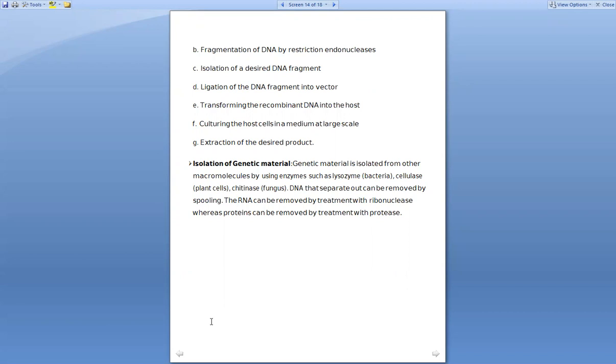That means the spooling method says that in the particular mixture of the genetic material, three things are present: the DNA, RNA, and proteins. Amongst them, we are adding two enzymes separately. First is the ribonuclease, and the second is the protease. The ribonuclease acts upon the RNA, and it degrades the RNA. So now the medium contains only protein and DNA, but again we are adding protease. So what happens? The proteins are also being degraded. So here only the DNA is left. This way the isolation of the DNA or the genetic material is carried out, right?